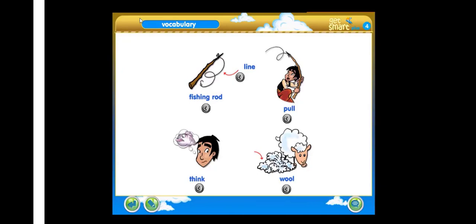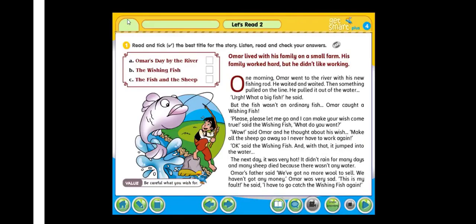Vocabulary. Fishing rod. Line. Pull. Think. Wool. 1. Read and tick the best title for the story. Listen, read and check your answers.